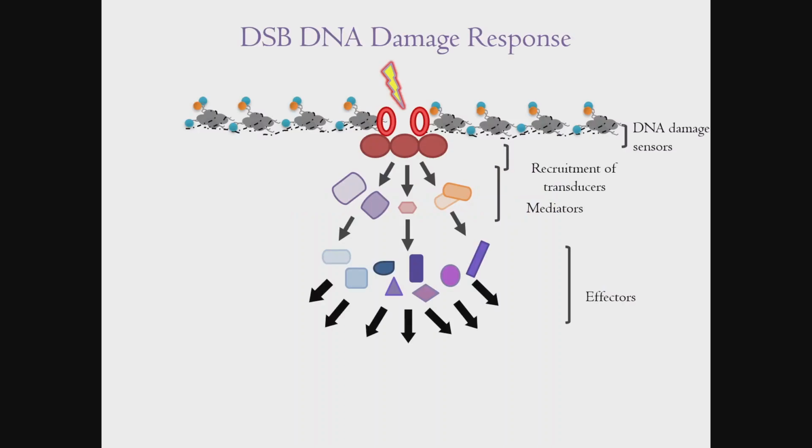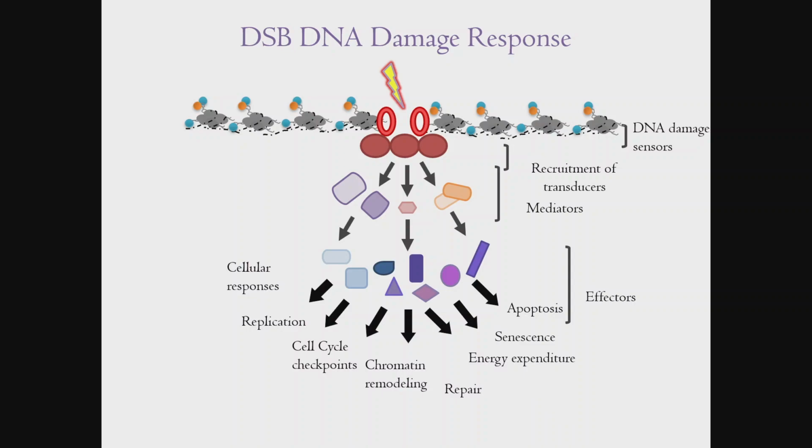And again, to initiate the DNA damage response, first we have the sensors that recognize that something was broken. Then we have these kinases that will spread to the cell that something is wrong. And then we'll have the effectors that will activate the cellular response. For example, if we were replicating, we should stop replicating. If we need to remodel chromatin to allow repair, we have to do that.